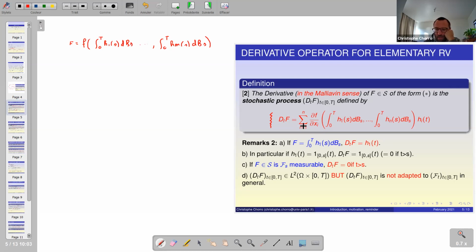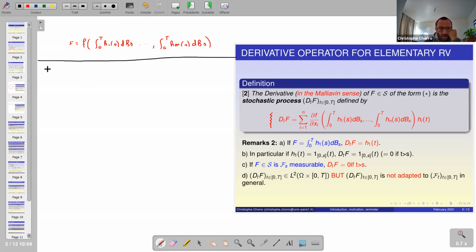So what is this expression? It's the sum of the partial derivative of f with respect to the ith variable at my Gaussian vector, okay, related to my Wiener integral here, multiplied by what? Multiplied by h_i of t, that is what I have inside, okay, the Wiener integrals. Okay, and just remark that the derivative I've defined this way is a stochastic process. So let's see some example of such computations.